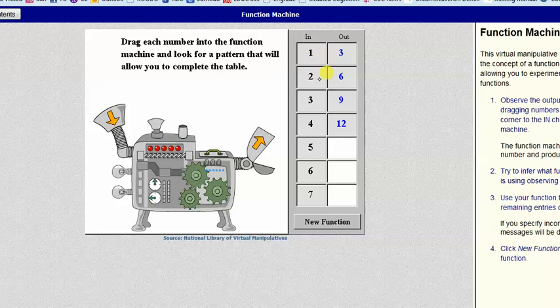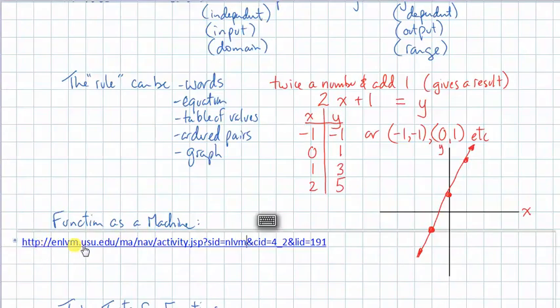So it would seem, from what we can see here of these 4 ordered pairs, or this table of values, that the function is triple the input to make the output. So this number would be 15, 18, and 21. And we can try new functions and see what we get. So you may want to try following that link and experiment with that a bit.